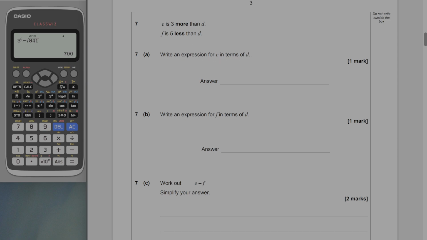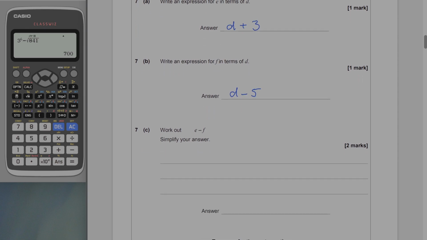So that's this statement here. 3 more than D, so D plus 3, or 3 plus D, either way around. An expression for F in terms of D. Obviously we don't need an equal sign for an expression. F is 5 less than D, so that's going to be D minus 5.